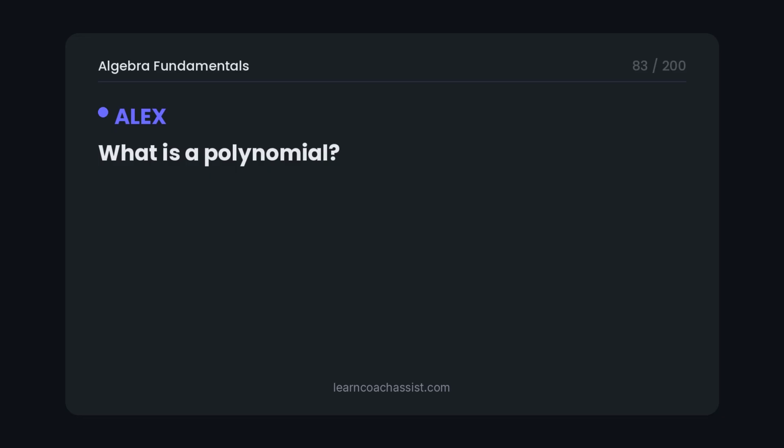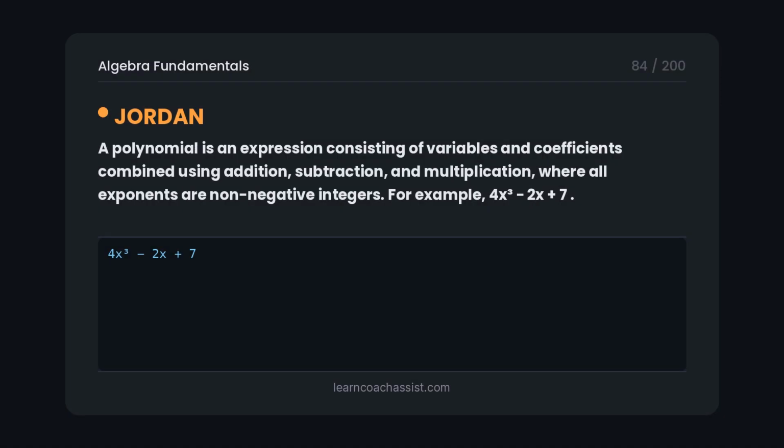What is a polynomial? A polynomial is an expression consisting of variables and coefficients combined using addition, subtraction, and multiplication, where all exponents are non-negative integers. For example, x^3 − 2x + 7.